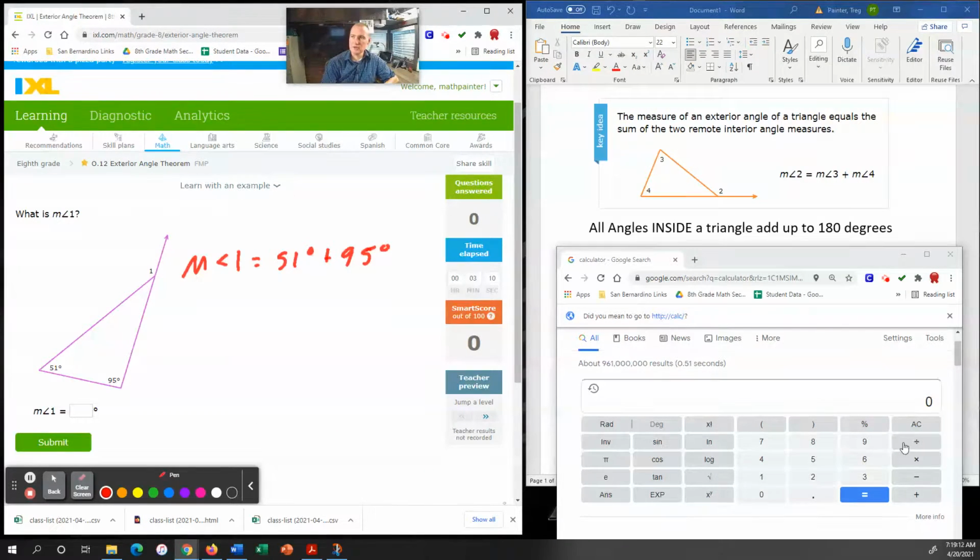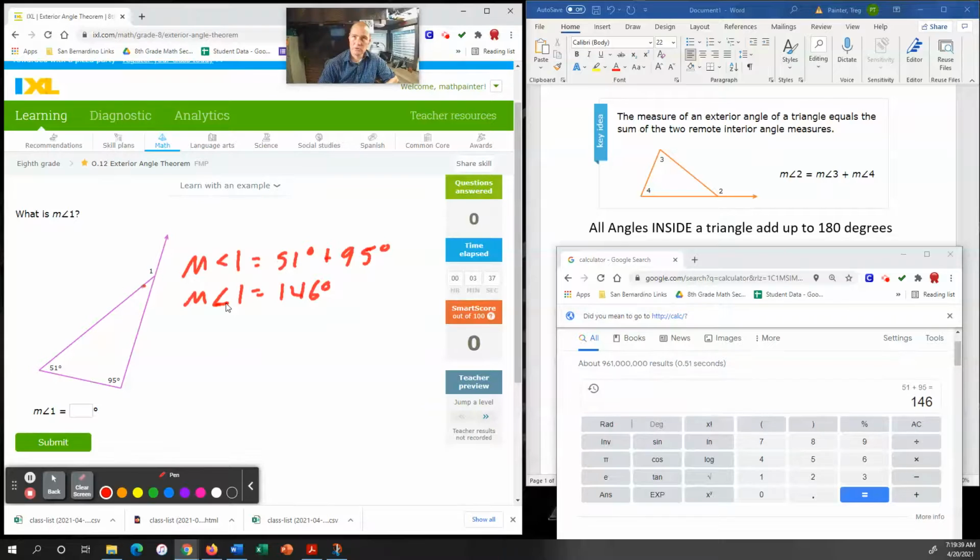And notice I have a calculator open, so don't make things more difficult than they have to be. If you have a little handheld calculator, that works too. We're just going to use our online Google calculator, because if you're on the computer doing your IXLs, chances are you have another tab open that could be using a calculator as well. So 51 plus 95 takes us to measure 1 being equal to 146 degrees.